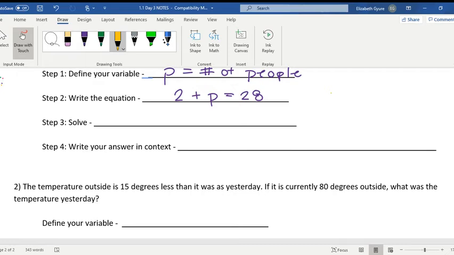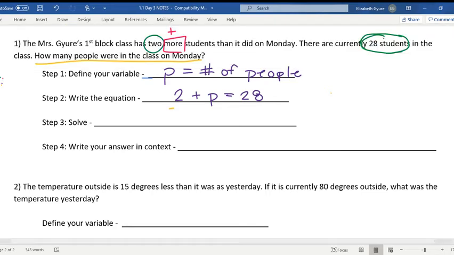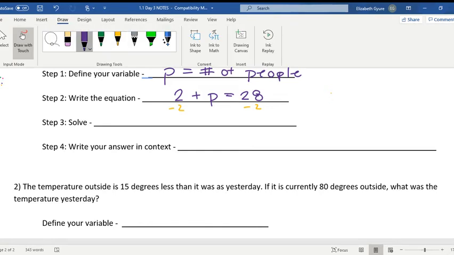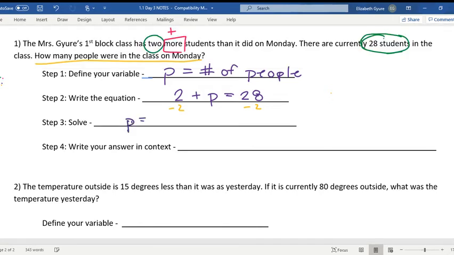So we want to cancel it though. So right now, isn't it a positive and you're adding it? So how would you get rid of adding it? Yeah, you would subtract it. So subtract 2 from both sides, good. So P is going to equal, what's 28 minus 2? 26. Good. So now 26 what though? Students, people, I would accept either of those, okay?